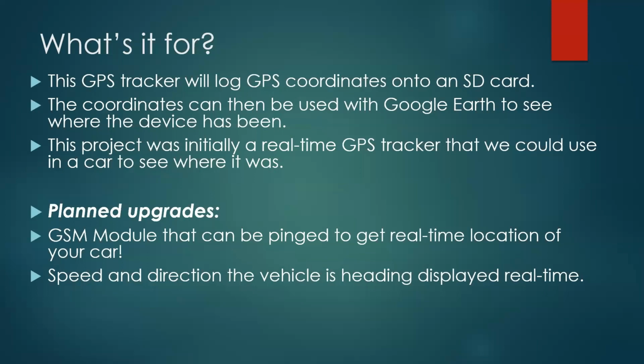This project was initially supposed to be a real-time GPS tracker that we could use in a car to see where it was. Some of the planned upgrades that we would like to implement to make this even better would be a GSM module that could be pinged to get the real-time location of the car, and then also add a module that would help detect the speed and direction the vehicle was heading in real time.